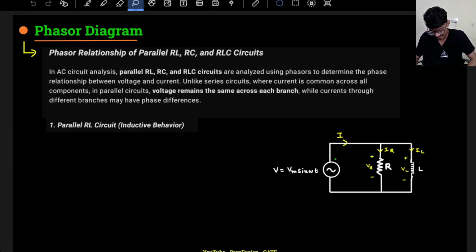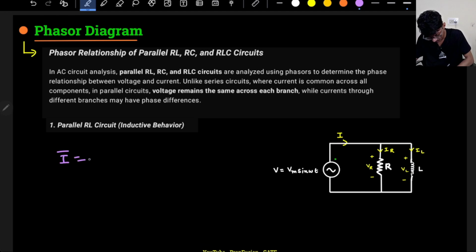So in parallel RLC circuits, what we will do is we will take help of the current. So if I is here, and this is IR and IL, of course these are just magnitudes, they have some phase associated with them. So I can write that my I will be the phasor sum of IR plus IL.